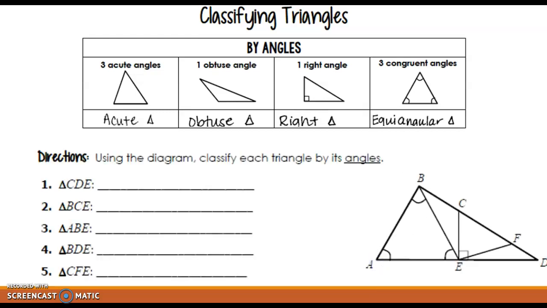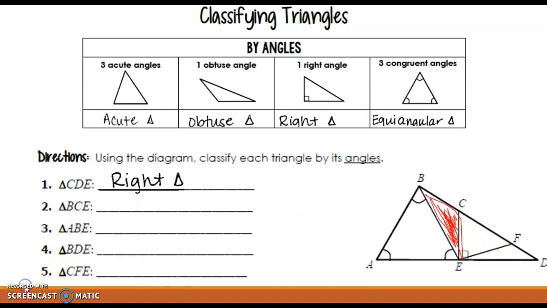All right, we're going to start off right here, and we're going to classify each triangle. If you look right here, it says classify the triangle that contains the angle CDE. So CDE is right there. Look in that triangle, and you notice that it has a right angle. So that makes it a right triangle.